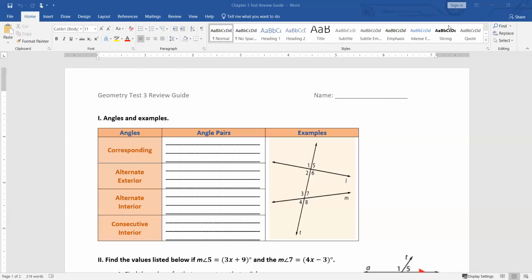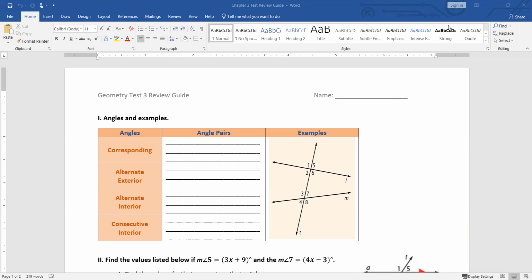Recording in progress. This video will cover the Test 3 review guide for geometry. A quick review of section 3.1 covers the different angles and which angles are corresponding. As you can see, lines L and M are not parallel. However, if they are parallel, these become very important angles.